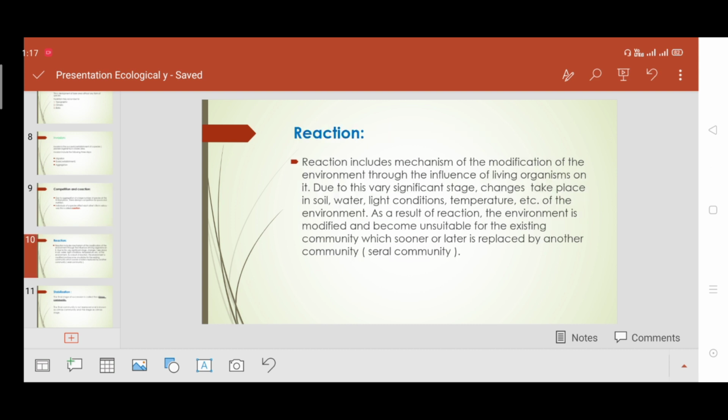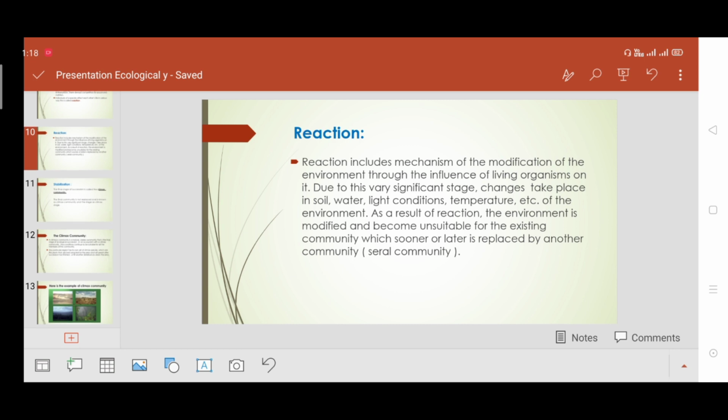Reaction. Reaction includes mechanism of the modification of the environment through the influence of living organisms on it. Due to this, very significant changes take place in soil, water, light conditions, temperature, etc. of the environment. As a result of reaction, the environment is modified and becomes unsuitable for the existing community, which sooner or later is replaced by another community.